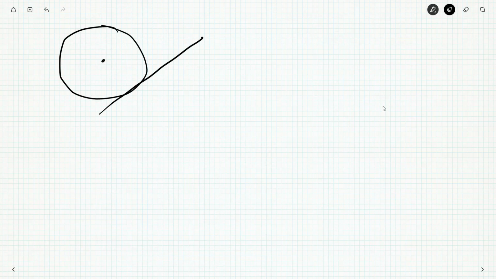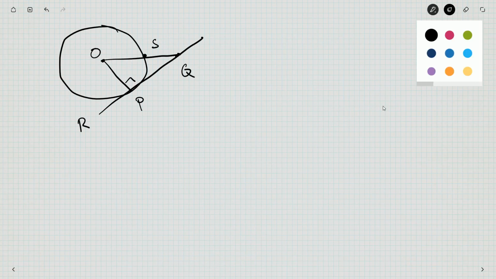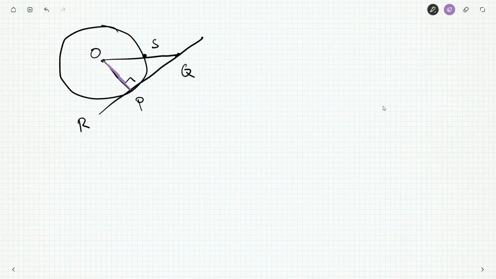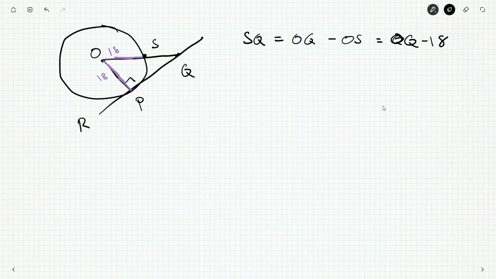There we go. Connect it up. We have a right angle here. P, Q, S. Now, we also have R and O. We've got 2 radii here, and we are told the radius is 18. Both radii are 18. So SQ is just OQ minus OS, which is OQ minus 18. So if I just knew what OQ was, we'd be all set.